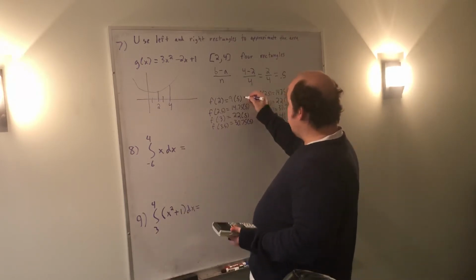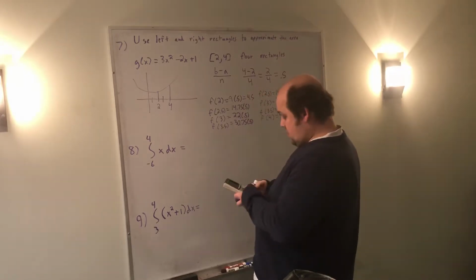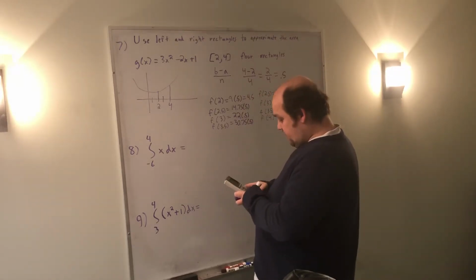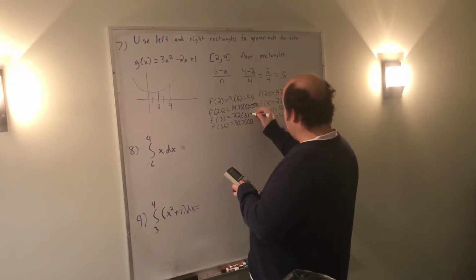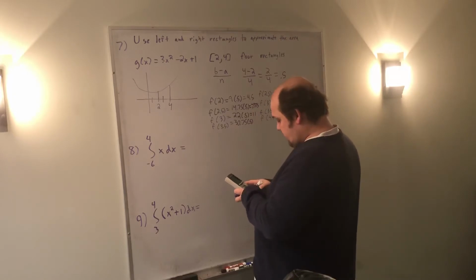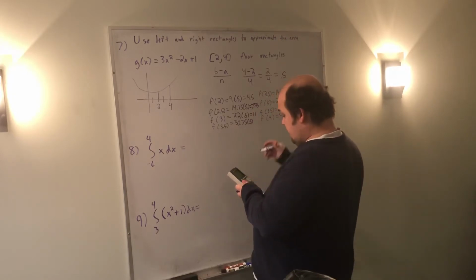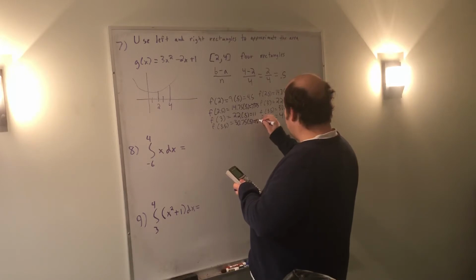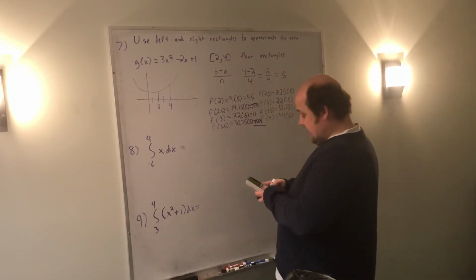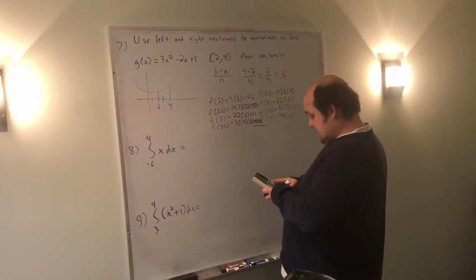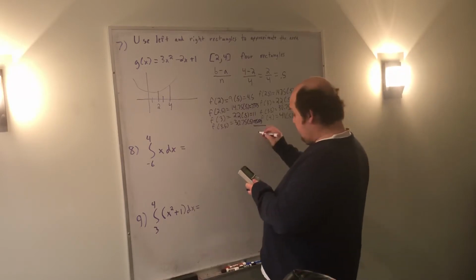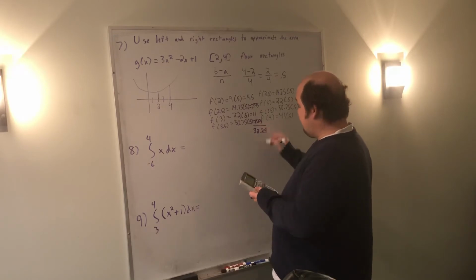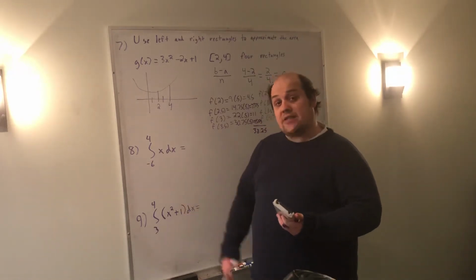So 9 times 0.5 equals 4.5. 14.75 times 0.5 gives me 7.375. 22 times 0.5 gives me 11. And 30.75 times 0.5 gives me 15.375. If I add all these together, 4.5 plus 7.375 plus 11 plus 15.375, I get a total of 38.25, which is my left-sided or low-end approximation.